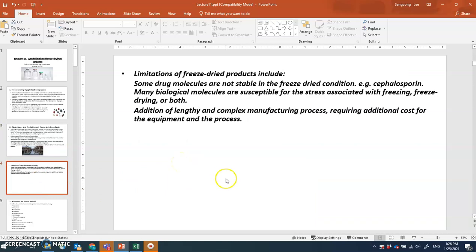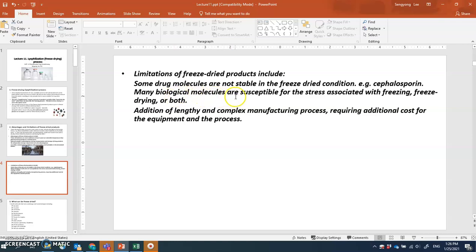But then, what are the limitations of freeze drying your pharmaceutical product? You cannot freeze dry any kind of drug molecule. Your drug molecule should be stable without the presence of water. Some drug molecules will not be able to stay without water molecules, and then you cannot freeze dry. Things like cephalosporin, a kind of antibiotic, cannot be freeze dried because it requires water. If you remove water completely, the drug can be denatured or inactivated.